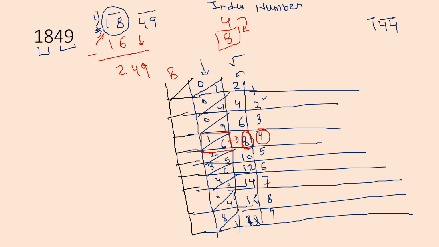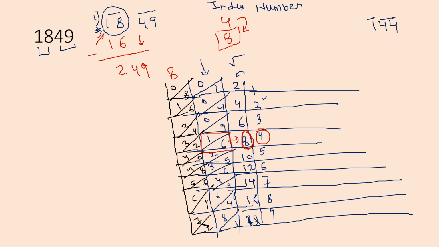Okay, so multiplication of 8. 8 ones are 8. 8 twos are 16. 8 threes are 24. 8 fours are 32. 8 fives are 40. 8 sixes are 48. 8 sevens are 56. 8 eights are 64. 8 nines are 72. Right?